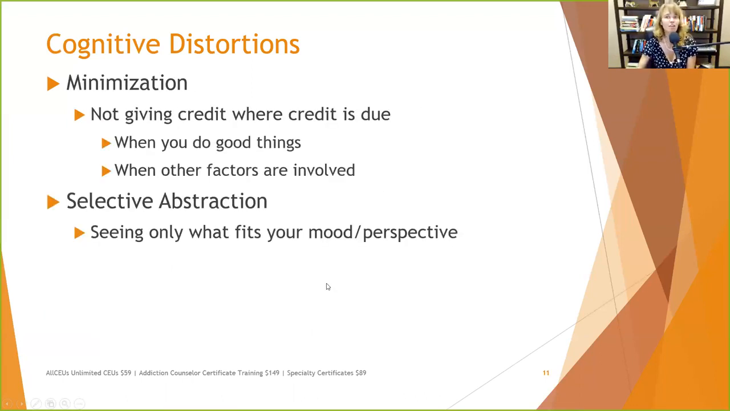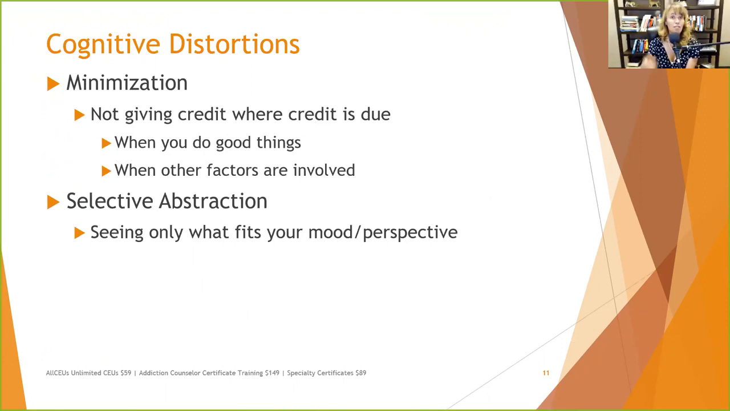Minimization, not giving credit where credit is due. When you do good things, a lot of times people who have a negative self-image minimize what they did. They're like, anybody would have done that, or it's not a big deal. But when other people do it, they'd be like, oh, that was so wonderful that you helped that person pick up their groceries when the bag broke.